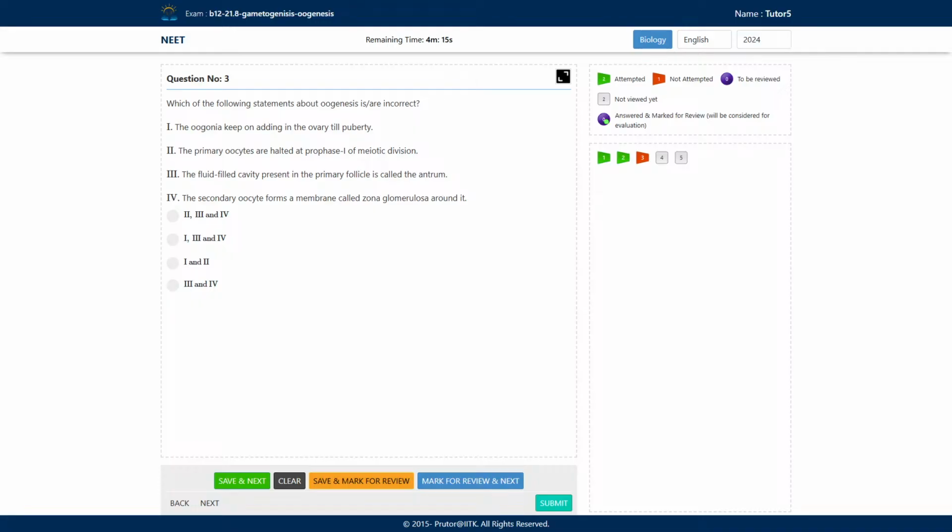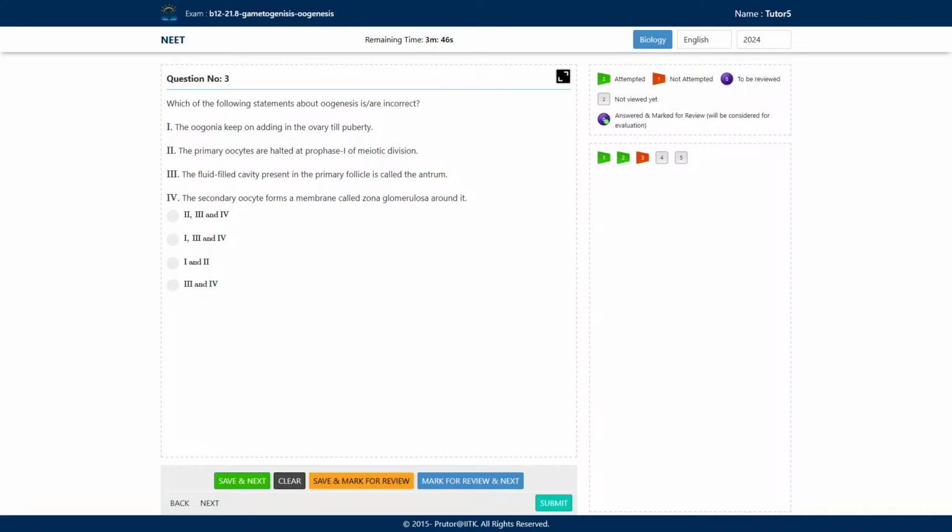Okay, so let's have a look at the answer here. Answer will be option number B. So 1, 3, and 4th statements are wrong. These are incorrect statements. Let's discuss this. First statement: oogonia keep on adding in the ovary till puberty. This is a false statement because oogonia are only formed during the fetal stage. They are formed in the fetal ovary and no more oogonia are added after birth. So this statement is wrong.